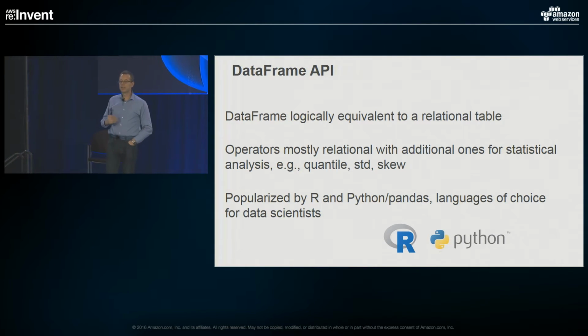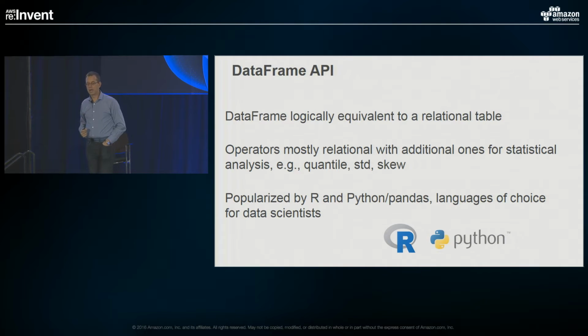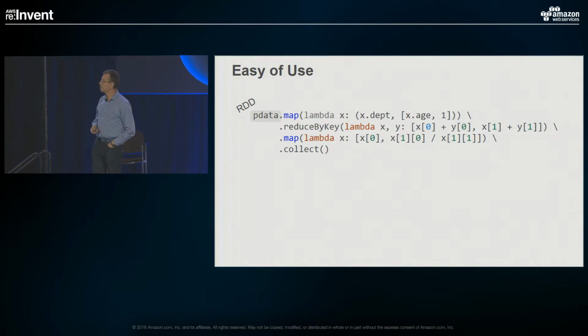First, it makes it much easier to write programs. It's a higher-level API. And to demonstrate this point, here is an example. This is using RDDs. It's a snippet of code. And I'm going to ask you, does anyone know what this code is doing?